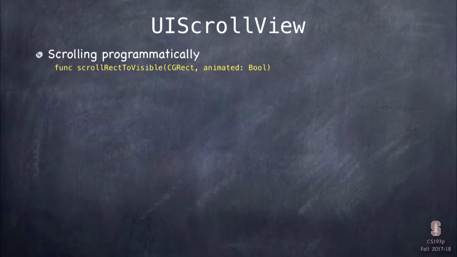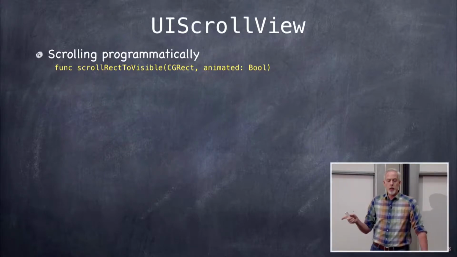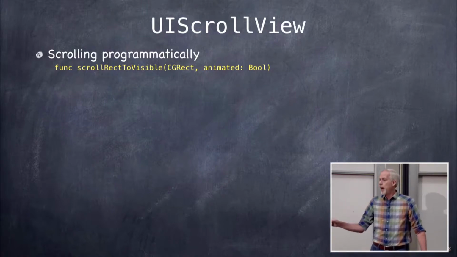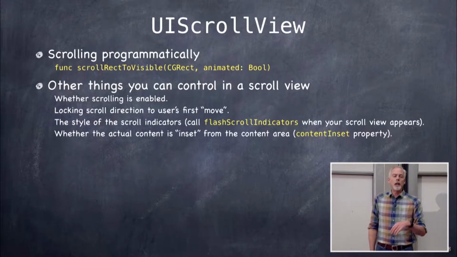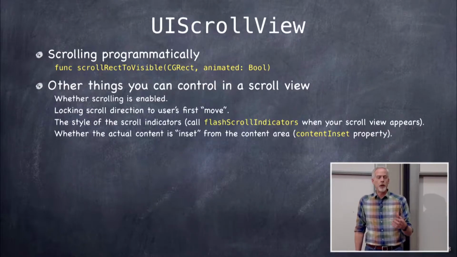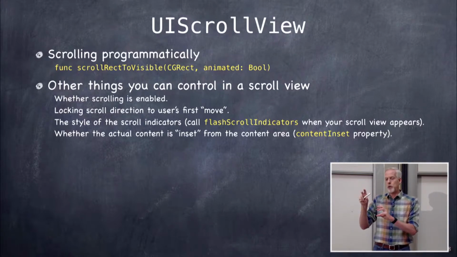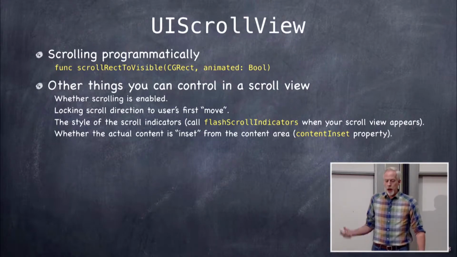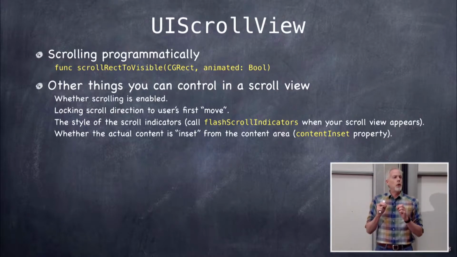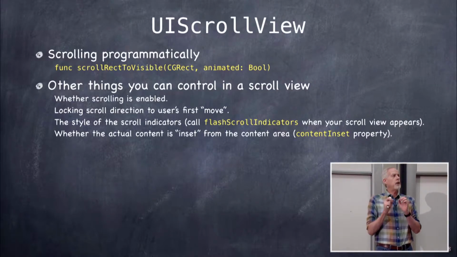You can scroll programmatically. Of course, the user can scroll with their finger, but you can do it in code by saying scrollRectToVisible. You just specify a rectangle in the content area, and it will slide over to show that rectangle. You can control a lot of other things that I don't have time to cover in ScrollView. For example, when a ScrollView first appears on screen, it can flash its scroll indicators. Okay, the two things that kind of show you where you're scrolled on the edges, they can flash. That's the default, in fact. But there's this var flashScrollIndicators. You can turn it to false if you don't want it to do that, etc. Also, ScrollView is super smart about safe areas.